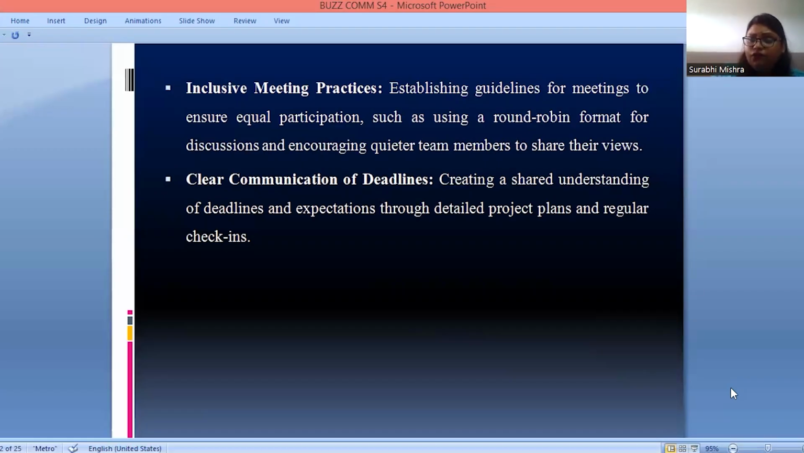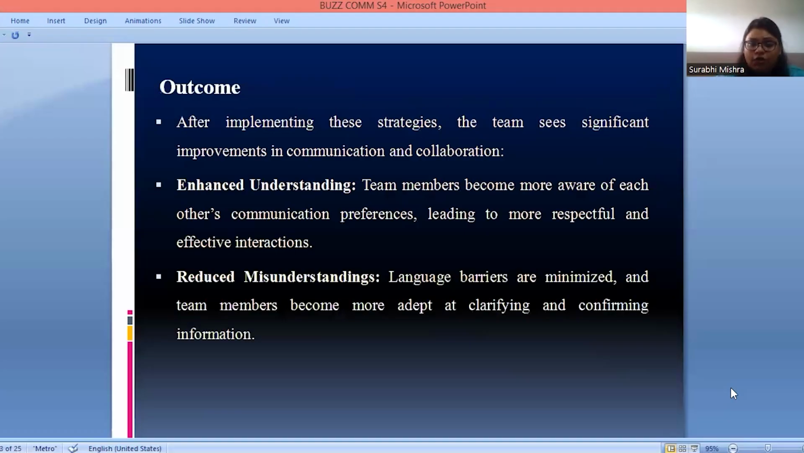If they were deviating from their path, they were doing the monitoring to get them back on track, to ask them to adhere to the deadline and complete the project accordingly. So these were the resolutions provided to them. Let's see what the outcome was. So we'll be discussing the outcome.